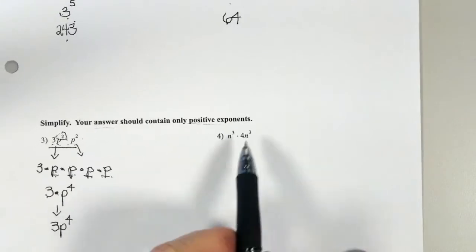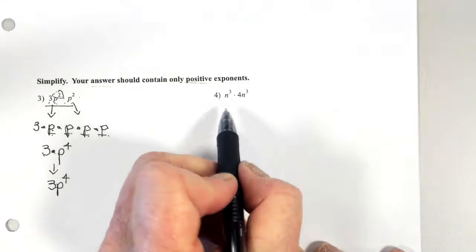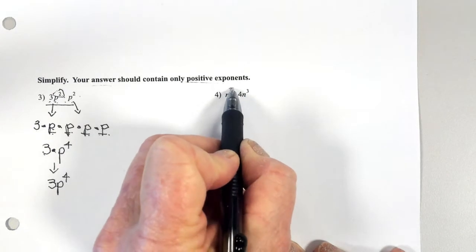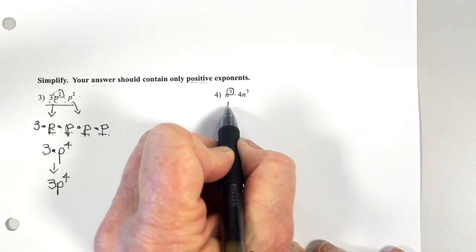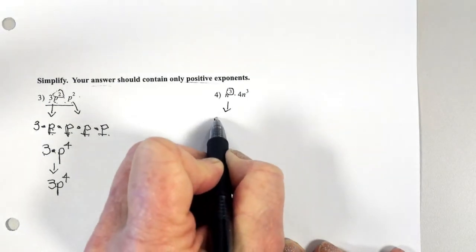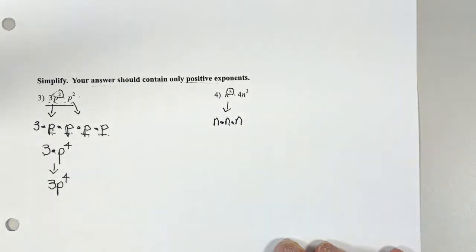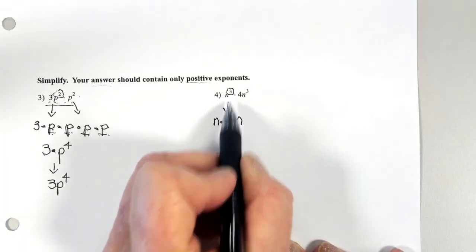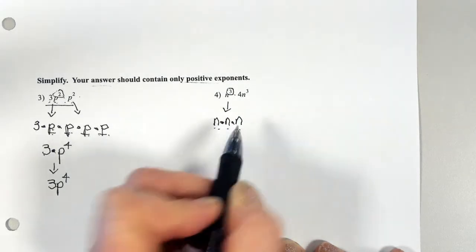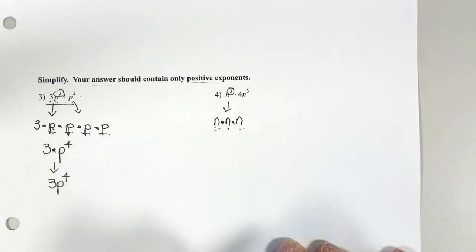So let's go ahead and do number 4. I'm going to do the exact same thing. I'm going to notice that I have an exponent of 3 on the n. So therefore, I know I can write n times n times n. Okay, so I've taken care of the 3, the exponent. It means repeated multiplication. What am I multiplying 3 times? I'm doing repeated multiplication of the n.